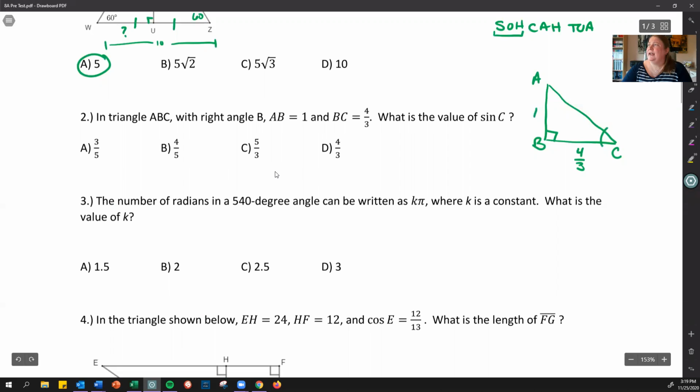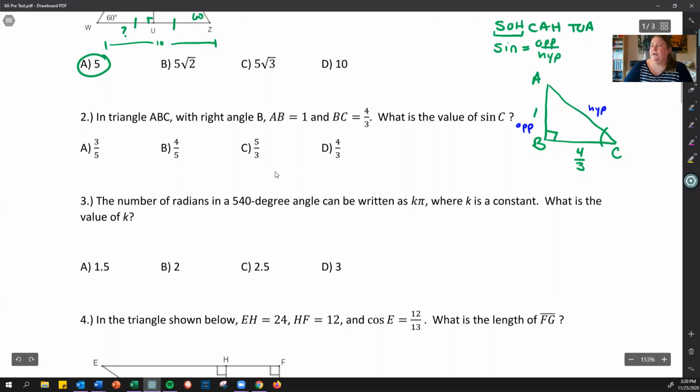Here we go. SOHCAHTOA. This reminds me that the sine equals the opposite over the hypotenuse. Here, if I want the sine of C, the side opposite C is going to be your 1. So we have our opposite here. And the side opposite the right angle will be the hypotenuse.